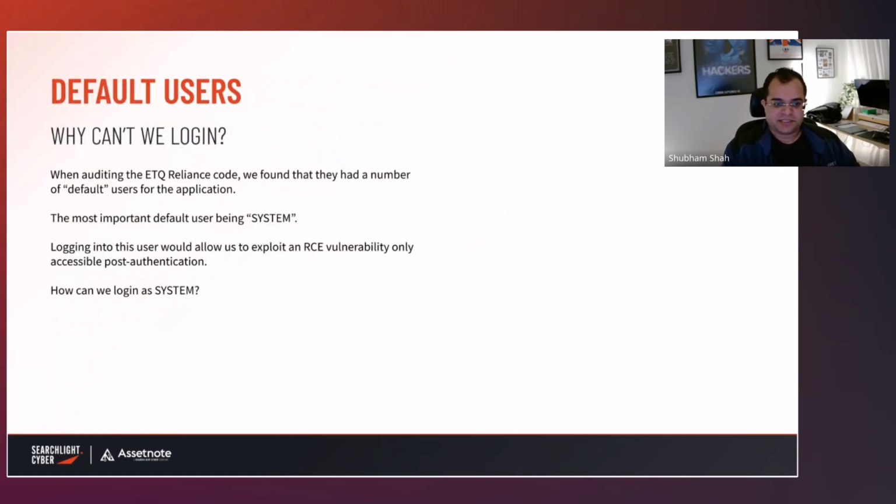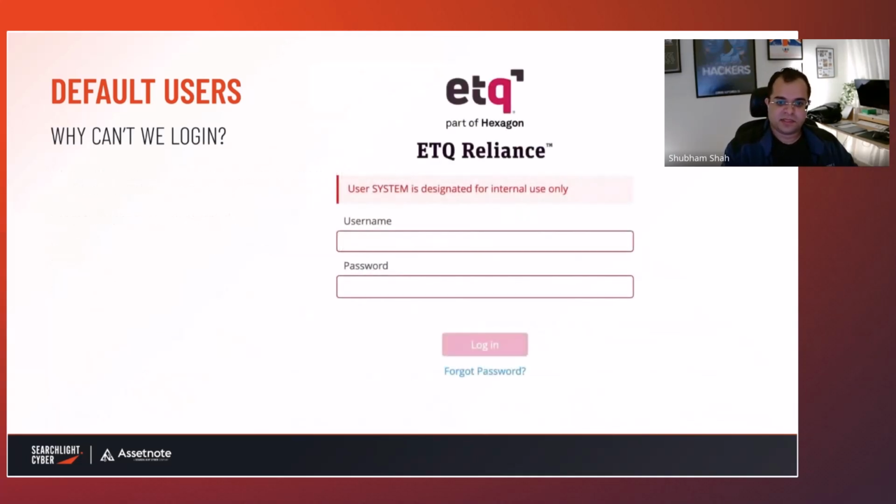ETQ Reliance has this concept of default users, and we were quite curious about these default users, the most important default user being the system user. Logging into this would pretty much allow us to exploit RCE pretty easily post-authentication, but how can we log into the system user? How does this work in general? We were quite curious about this.